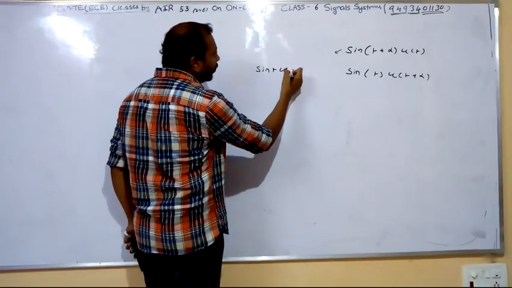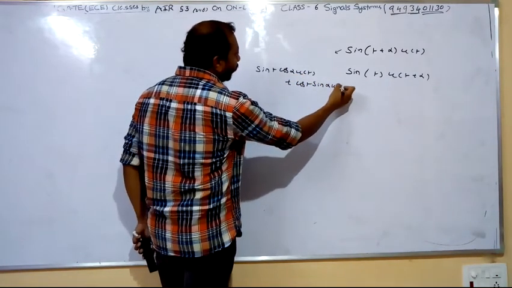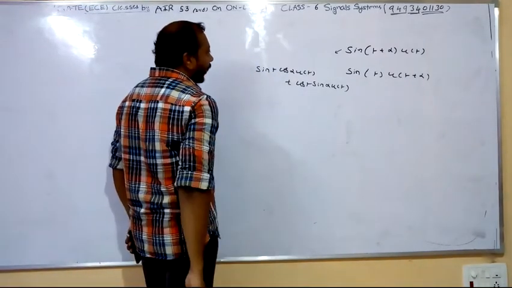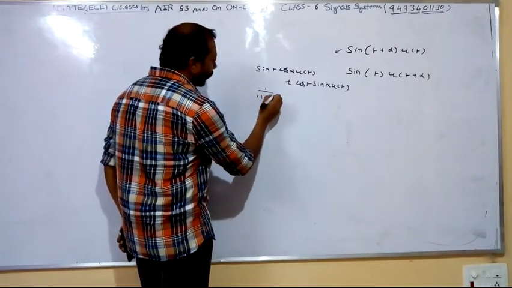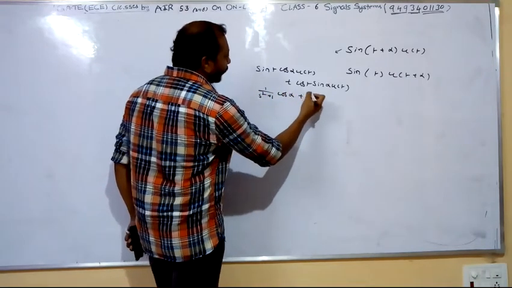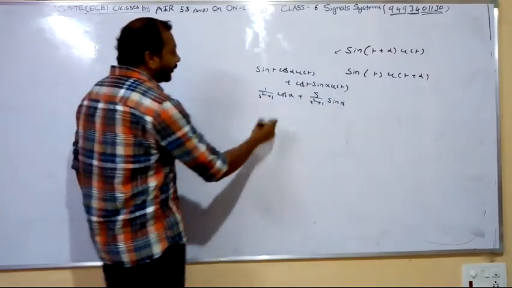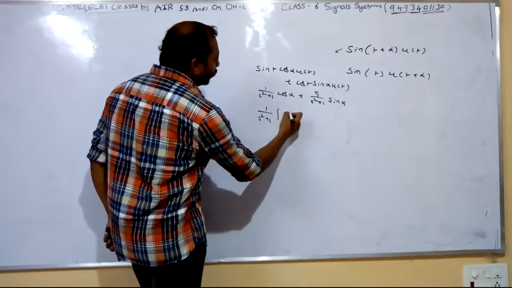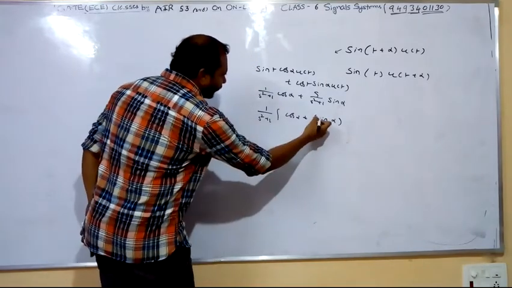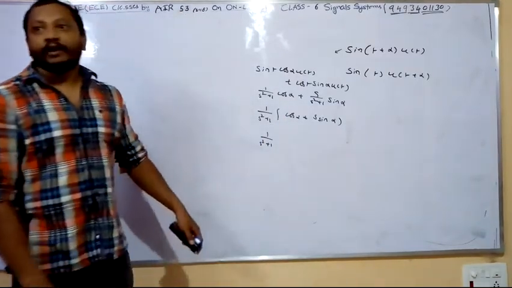This can be represented as sin t into cos alpha u of t plus cos t into sin alpha u of t. From this we can write directly, cos alpha is a constant. The corresponding sin t is equal to 1 divided by s square plus 1 into cos alpha plus s divided by s square plus 1 into sin alpha. Further this can be represented as 1 by s square plus 1 into cos alpha plus s into sin alpha, and this can be represented as 1 by s square plus 1 into square root of a square plus b square.